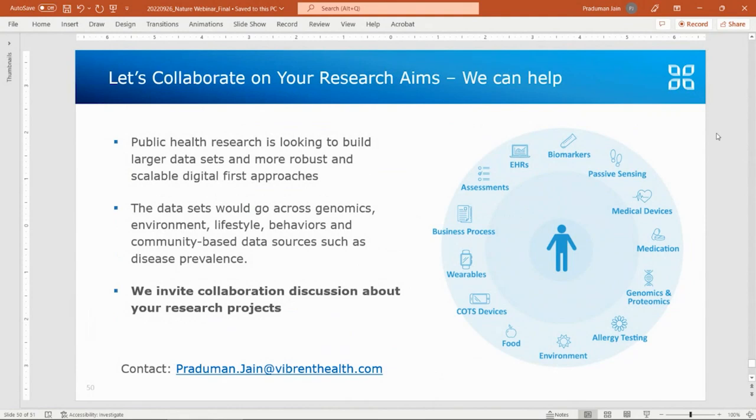We look for collaborations, and we think we can help. So we invite collaboration discussion on how we as researchers can incorporate genomics, environment, lifestyles, and behaviors in a community setting and combine those data sources for predicting and preventing infectious diseases.